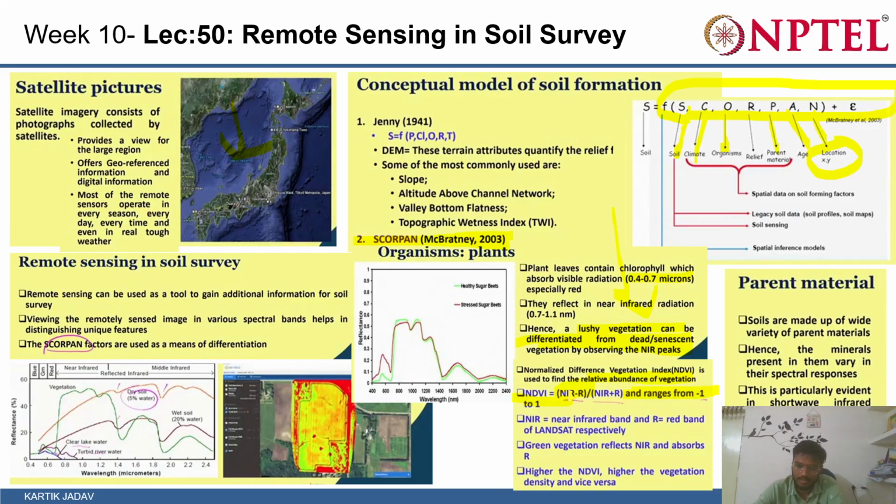Near infrared we generally use for identifying dead vegetation species. And generally if the NDVI is higher, it means we have denser vegetation, or vice versa. So by using this combination, we can identify the soil formation, and we can also carry out soil survey. And then we also talked about the digital elevation model and the relief concept.